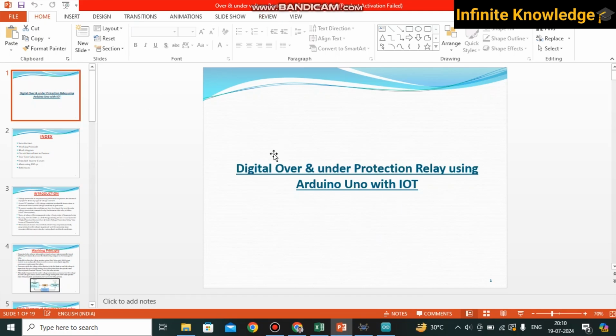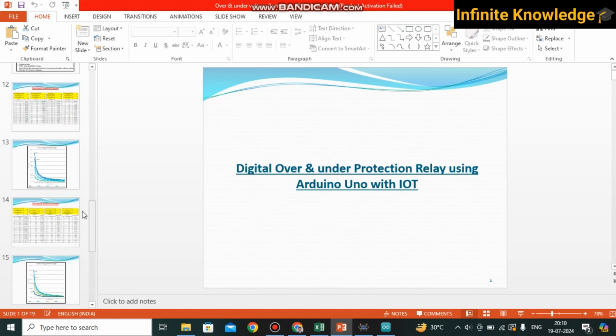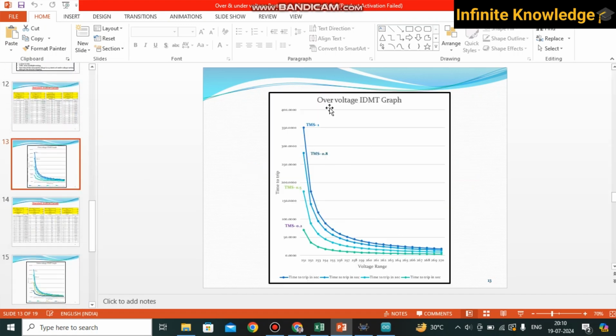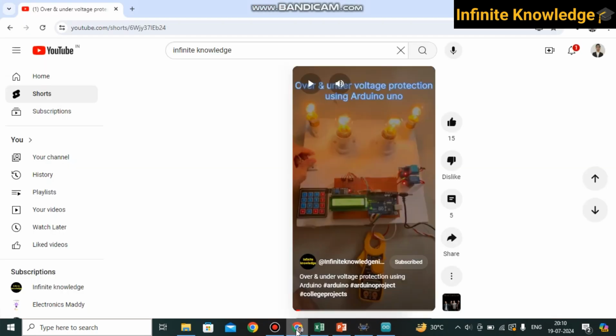This PPT is also available in the description box. We are going with the basics of these projects, and then we are going to the high advanced, in which we are talking about the IDMT characteristics in voltage as well. So I have developed the IDMT characteristic in voltage as well.